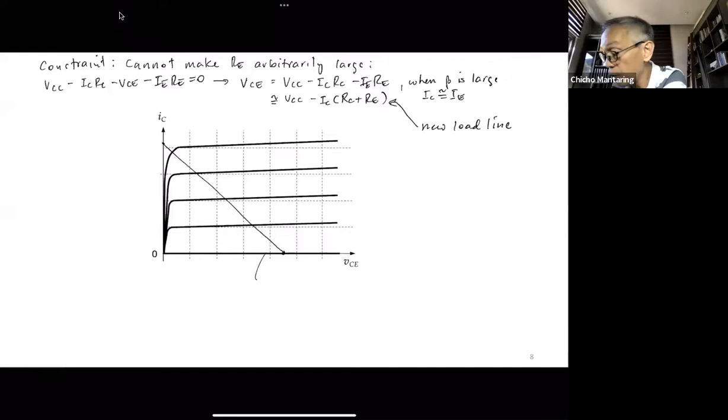So let's say this is my old load line, without RE. Will my new load line be steeper or will it be flatter? Can someone tell me? Ano mangyayari sa load line ko, bagong load line ko? Is it going to be steeper or is it going to be flatter?